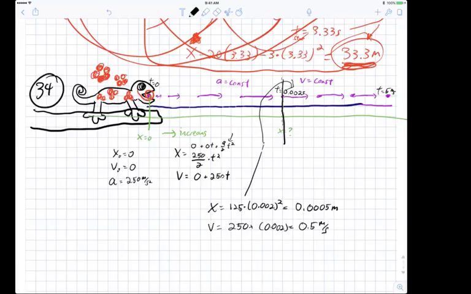And this other one is 250 times 0.02. 5 meters per second. All right, that's a little bit better. So we know that at this moment, its velocity is going to be at a constant 5 meters per second. And we know that it starts from 0.05 meters.